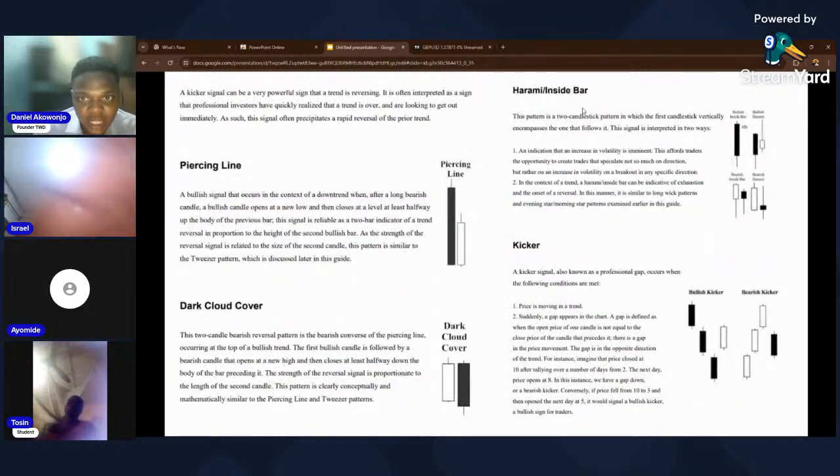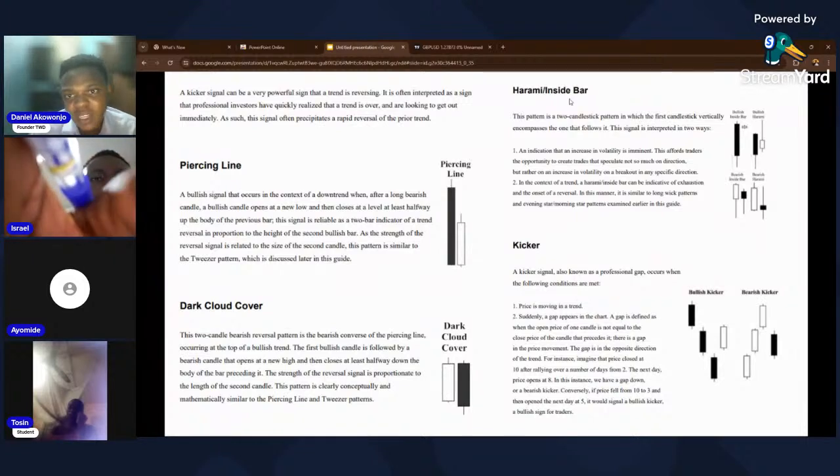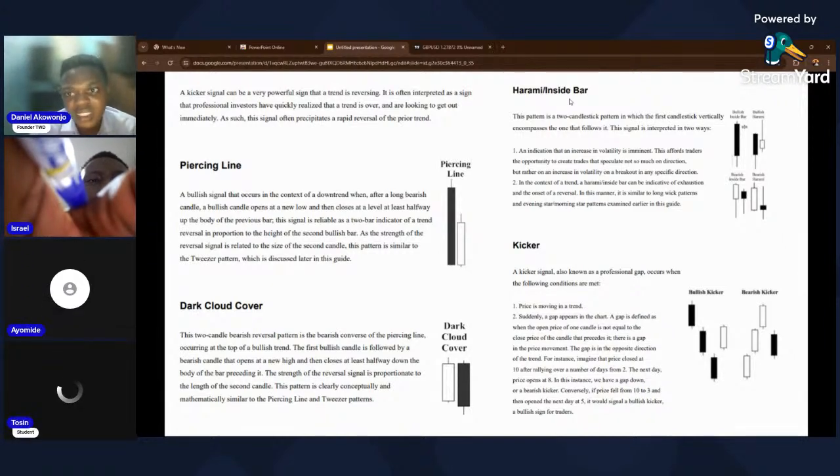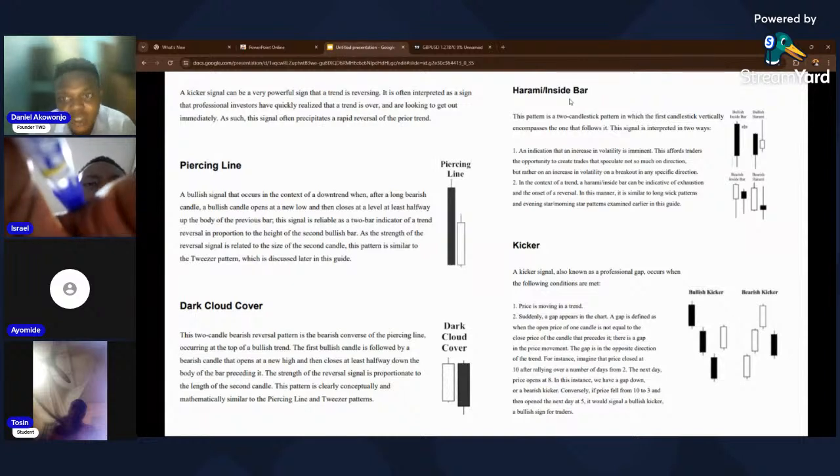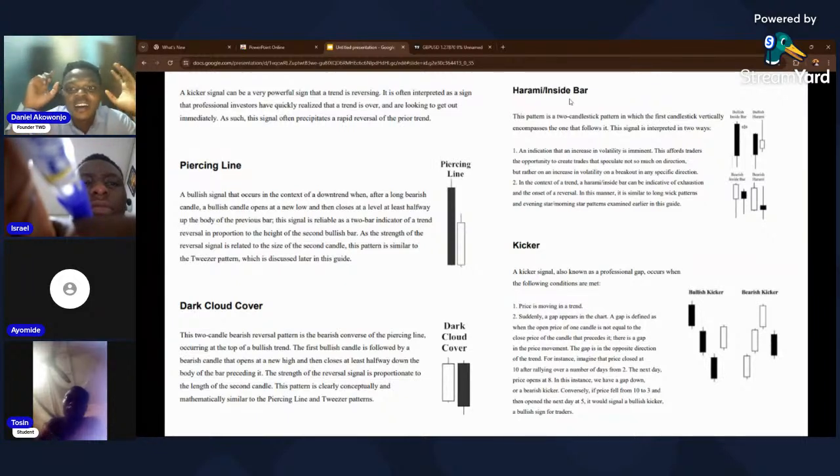Do you understand? Let's talk about Harami/inside bar. This pattern is a two candlestick pattern in which the first candlestick practically encompasses the one that follows it. This signal is an indication that an increase in volatility is imminent. This affords traders the opportunity to create trades that speculate not so much on direction, but rather on an increase of volatility on a breakout in any specific direction. All this English, what does it mean?